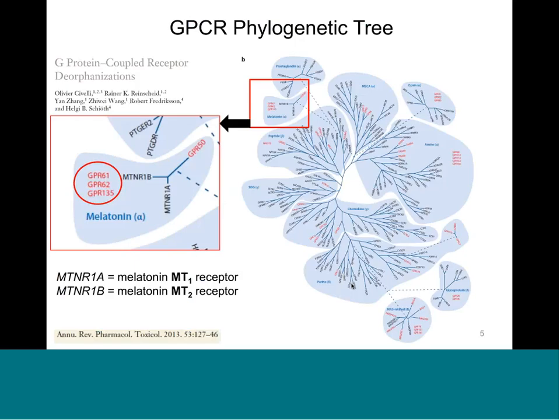Coming back now to our phylogenetic tree, today's focus will be on three further orphan GPCRs that have been classified recently as potential new members of this subfamily. We wanted to know whether this is the case, whether they bind to melatonin, and whether they have any relationship, for example, heterodimer formation. The three members that we are interested in are GPR61, GPR62, and GPR135.